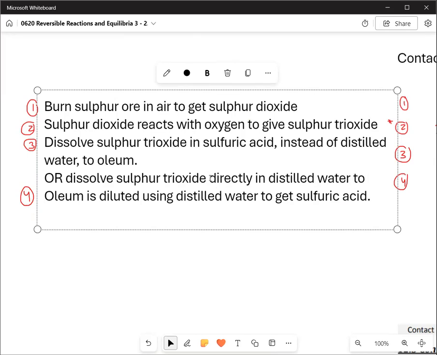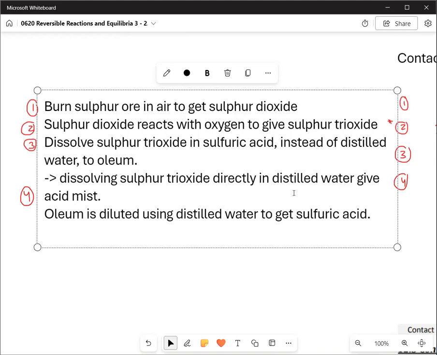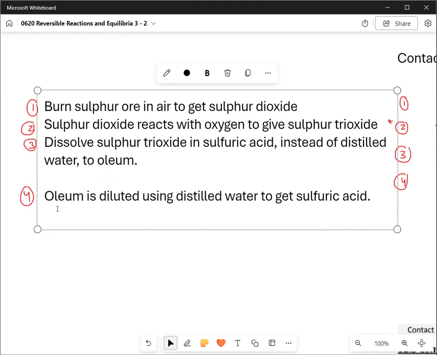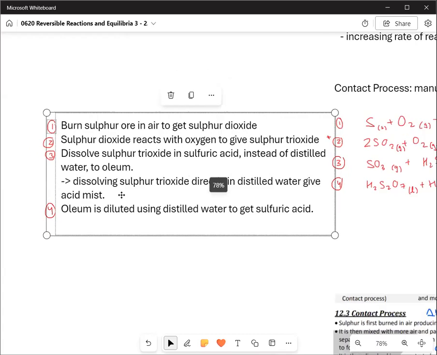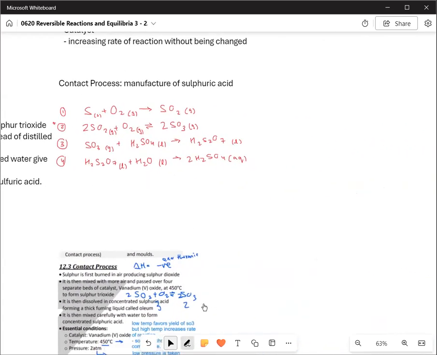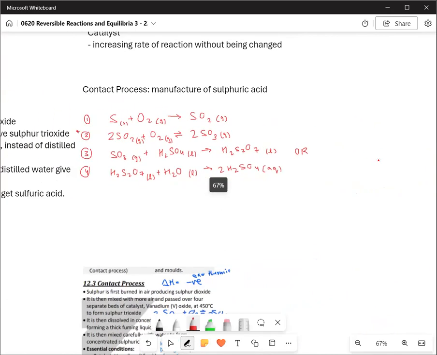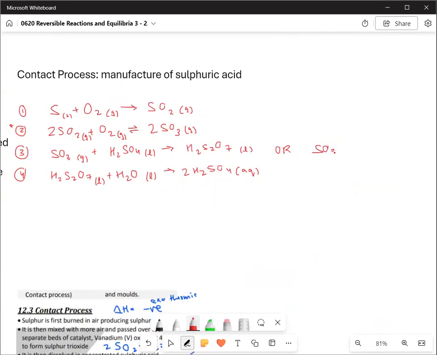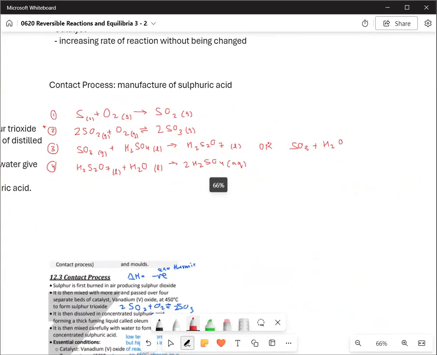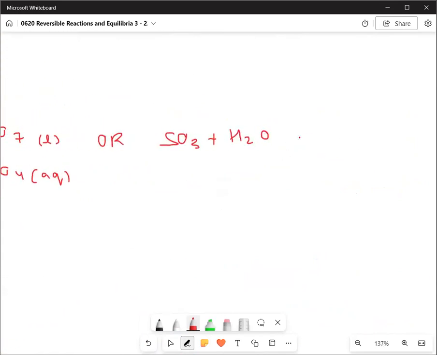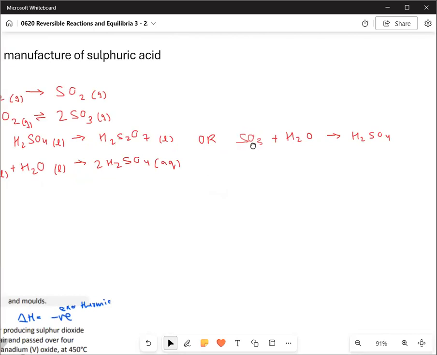Now, dissolving sulfur trioxide directly in distilled water, this is a key important point, gives acid mist. Okay, which is not good. That's the problem. That's why we don't directly put this in water, because the other reaction would be SO3 plus H2O. That's all you need to do. SO3 plus H2O gives us H2SO4, and you're done. Why are we doing all of the extra steps? Do you understand?